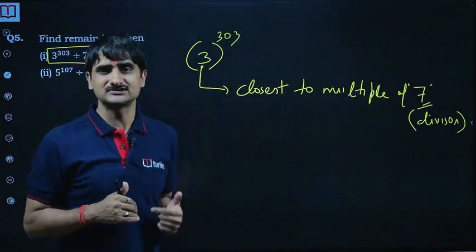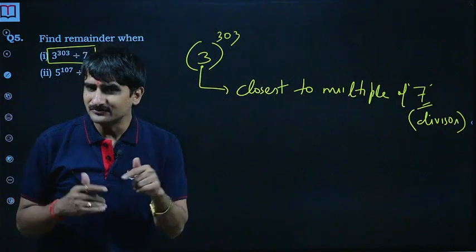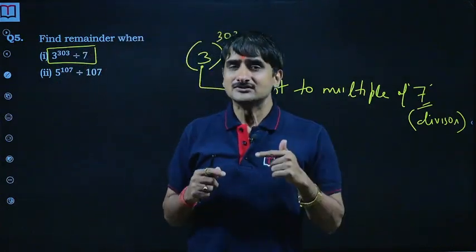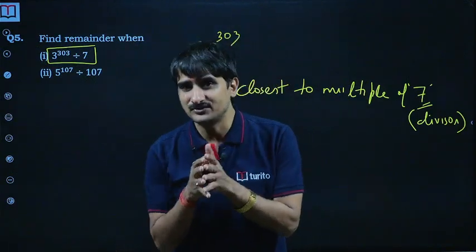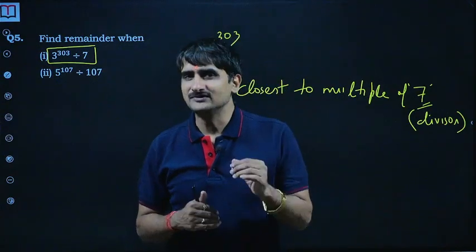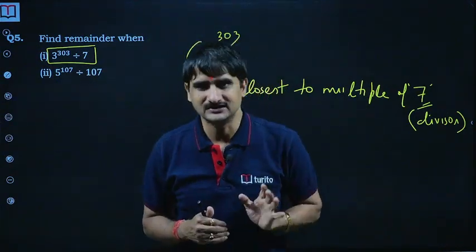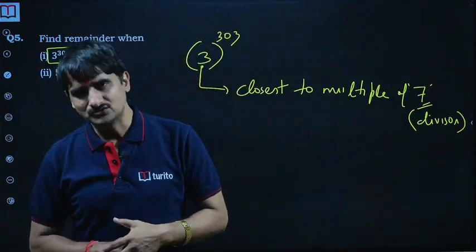Now it is closest to the multiple of 7, which is 28. 28 minus 1. So that's what we need actually. So our attempt is to get it as close as possible to a multiple of the divisor. The best case is when you get it as plus minus 1 type, like we got here. If not, then we will go for plus minus 2 type of thing.